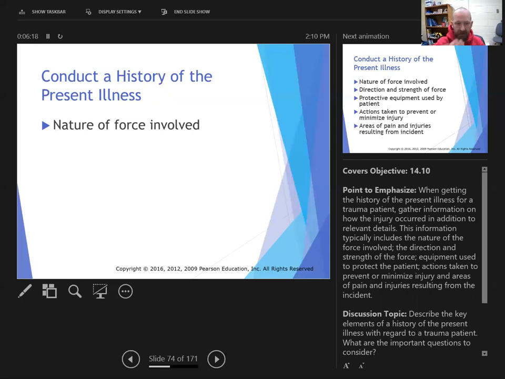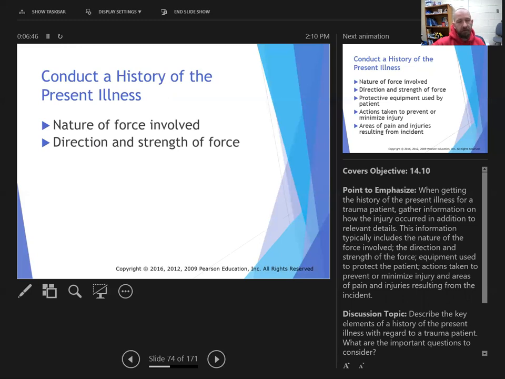Did somebody get hit by a bus? Did they fall down some stairs, with their momentum and falling, gravity and all that, their body hitting against the floor or the stairs, that force applied to the body there? So we've got to figure out the forces involved. How did you get hurt? The direction and strength of the force. Where did you get hit? If something hit you, where did it happen and how strong was it, right?